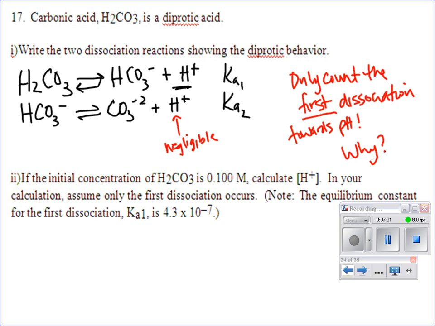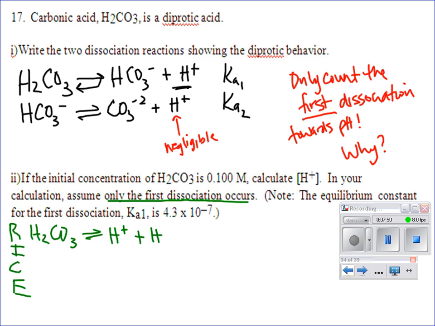All right, so we're going to start with a RICE table. You already know how to do this. And we're going to use the RICE table for the first dissociation because that's what the problem says. It says, in your calculation, assume only the first dissociation occurs. So we're going to take our H2CO3, dissociate it, and we get H plus and HCO3 minus. Our initial concentration of this is 0.1, 0, 0. It shifts to the right, minus x, plus x.